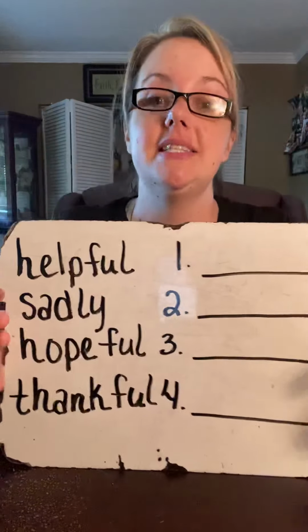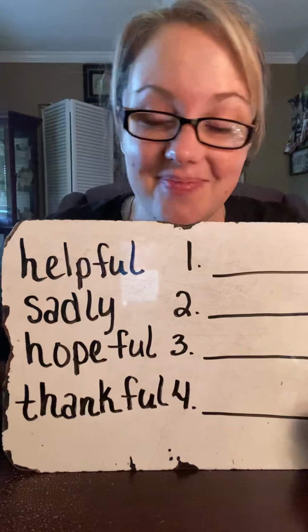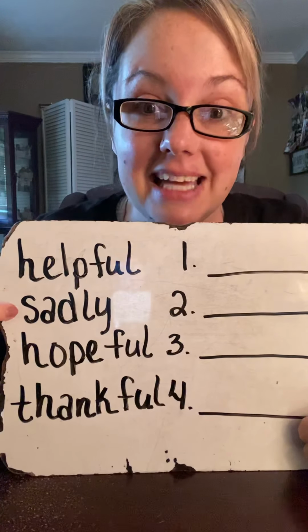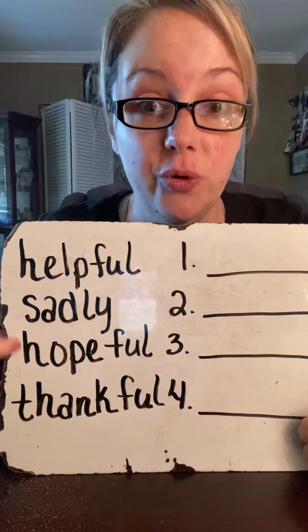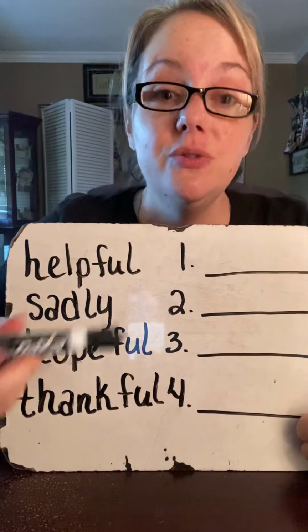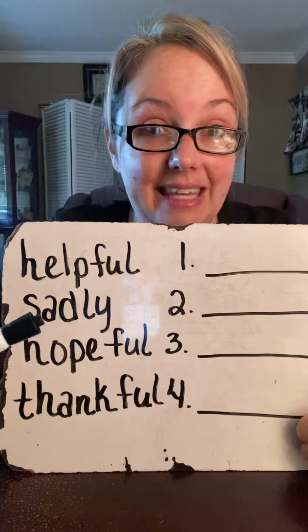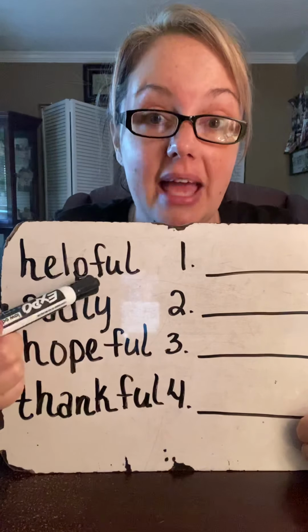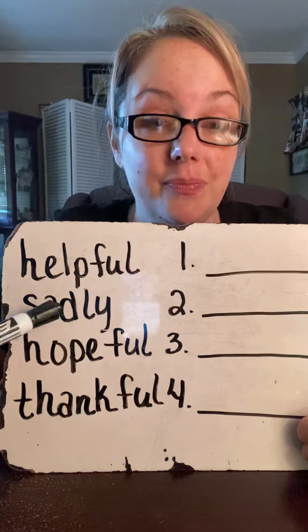If not, we are going right along with spelling and you'll need your dry erase board, your marker, or your pencil and your paper. Okay, because we have 4 words that we're putting in ABC order, okay? We have helpful, sadly, hopeful, and thankful. So if you'll see, we have suffixes on the end this time, guys. We have full and ly.